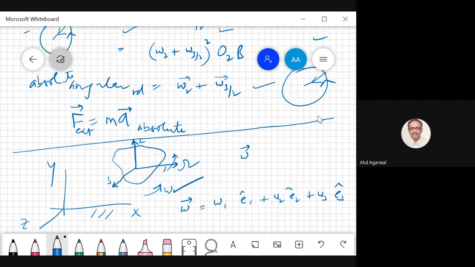Can we do this? Yes, sir. So the angular velocity of the body we are measuring in this reference frame 1, 2, 3. At this point of time, whatever is the orientation of the axes, this is the angular velocity written for this frame. So if I want to find its angular acceleration, its time derivative.